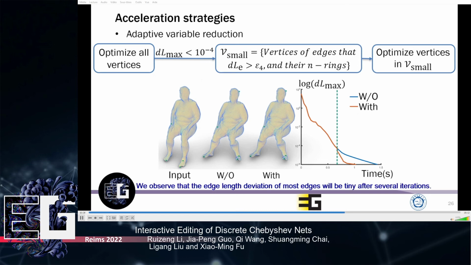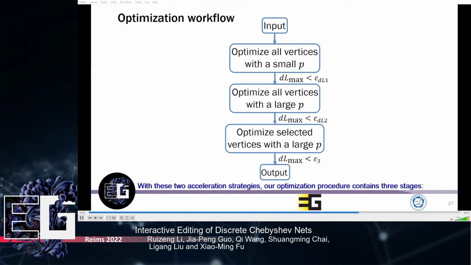The second is adaptive variable reduction. We observe that the edge length deviation of most edges will be tiny after several iterations. It indicates that these edges do not need to be optimized in the subsequent iterations. So we optimize all vertices at first, and then we collect the vertices of specific edges and their n-rings into a set. Finally, we optimize the vertices in that set while fixing others. Using this strategy reduces the optimization time and generates almost the same result.